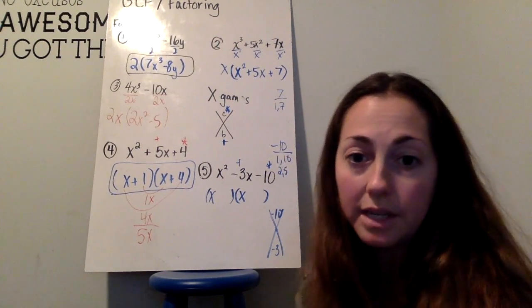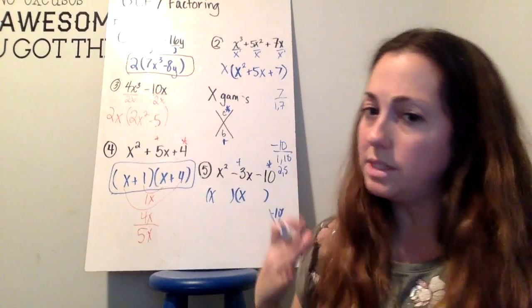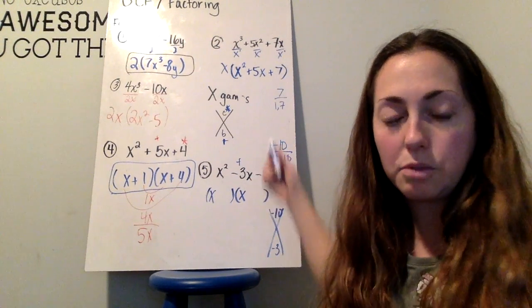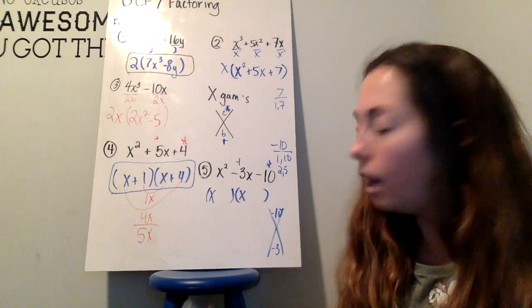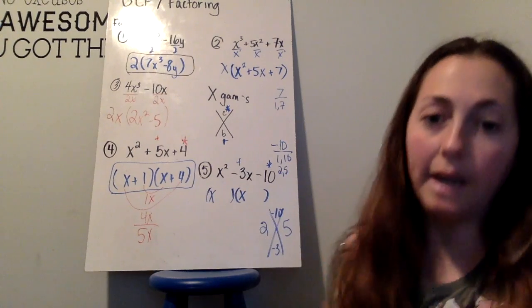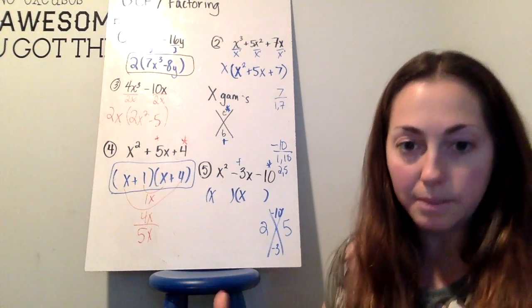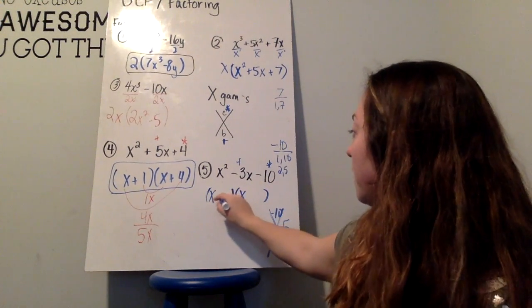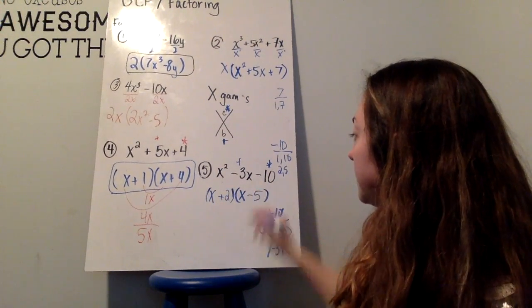So which set of these, if one's going to be positive and one's going to be negative, that's really subtraction. So which set of these subtracts to 3? Oh, okay, 2 and 5. But then you have to think, well, I need more negatives, so which one has to be negative? The one that's more, right? So that 5 will be negative. So I have x plus 2 times x minus 5.